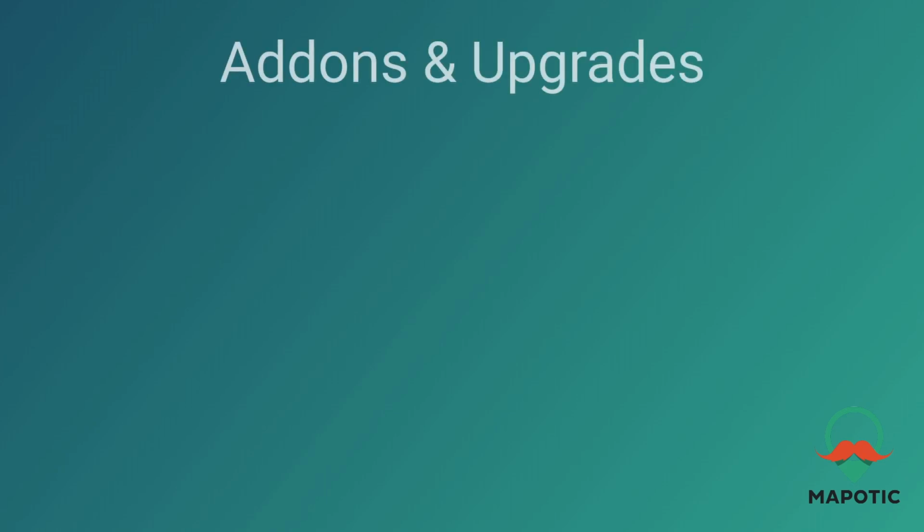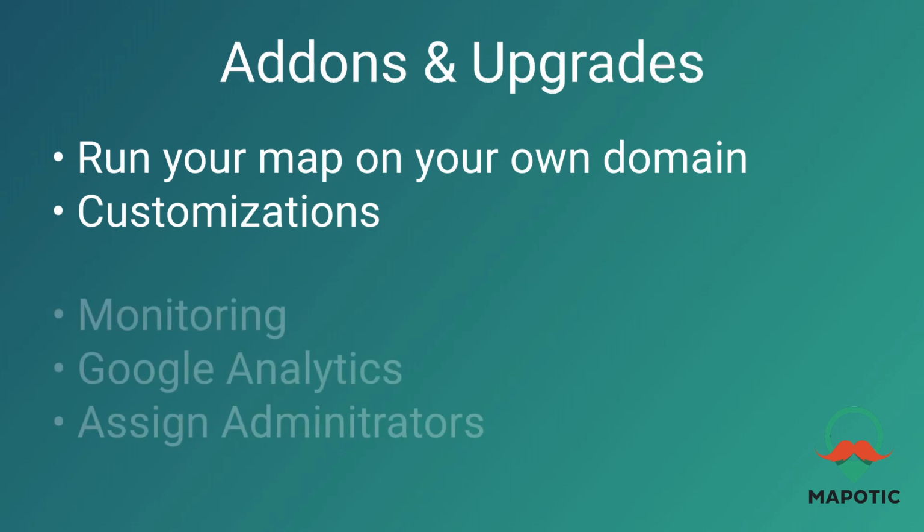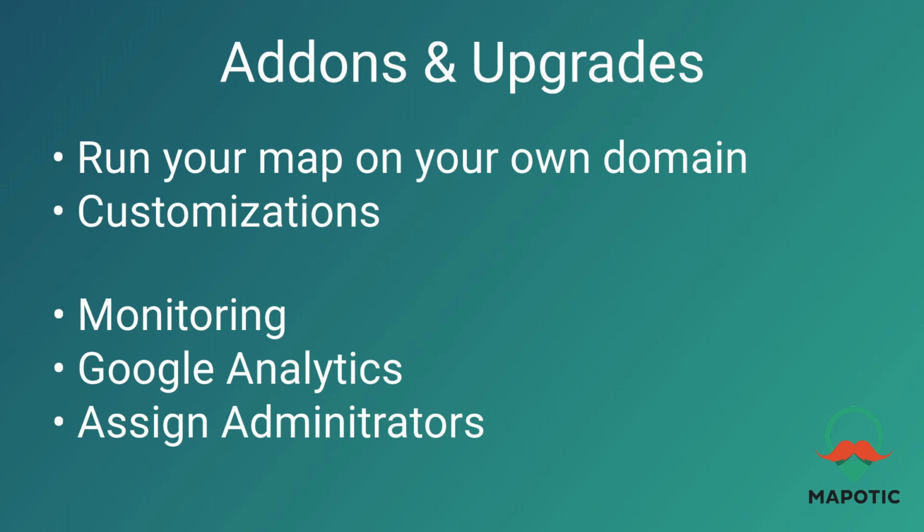Okay, so next up I will quickly talk about some of the add-ons and upgrades, in particular White Labeling and Admin Pro. White labeling will allow you to run your map on your own domain. It will also provide the ability to customize the design of your map, including color and logos. The Admin Pro add-on will allow you to closely monitor your mapping journey. It allows you to do all sorts of things like implementing Google Analytics and assigning map administrators.